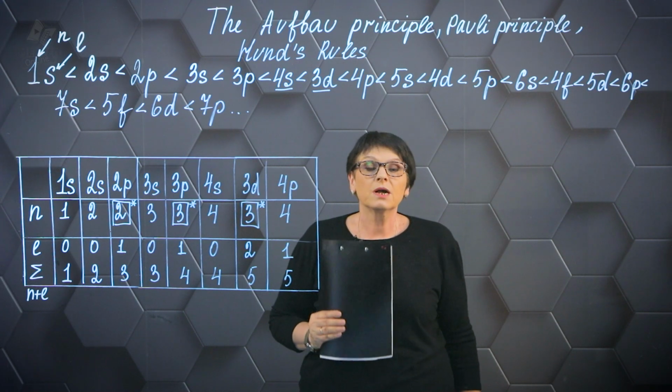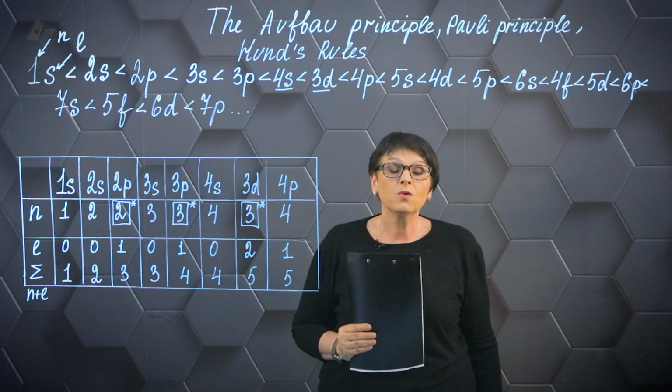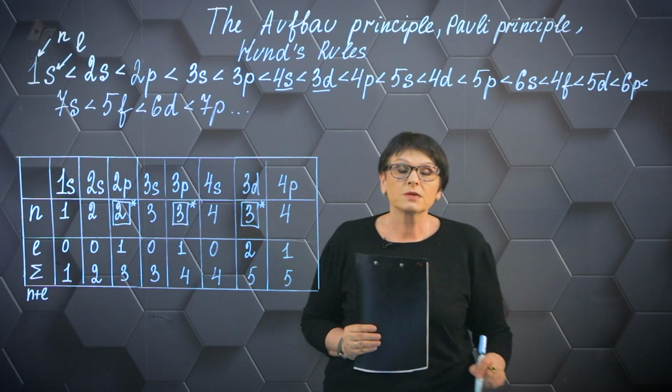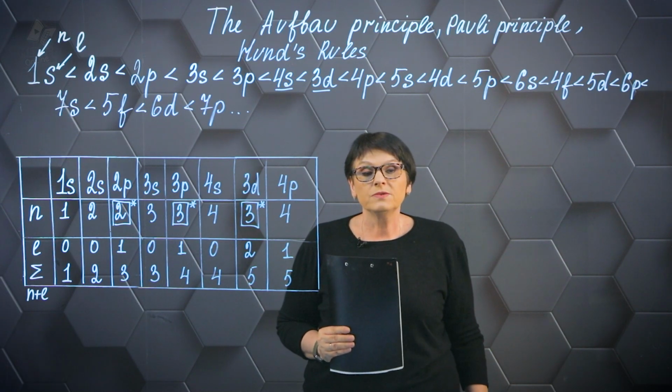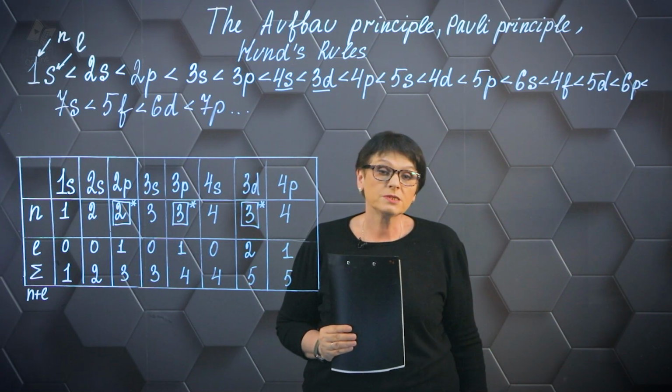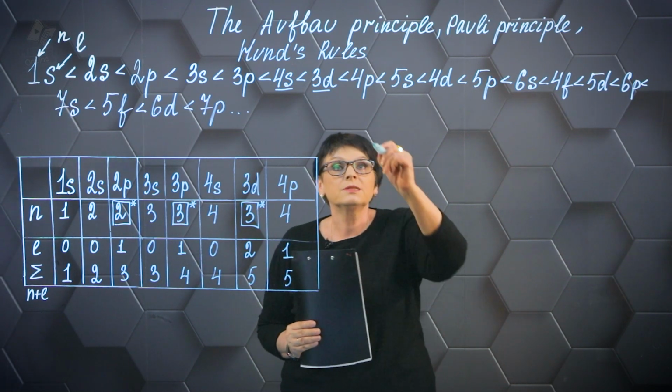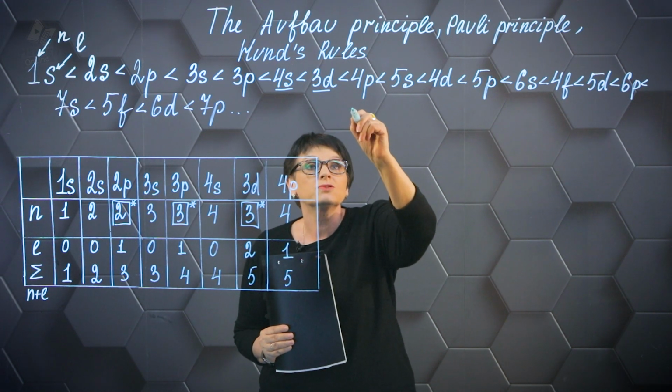Now, let's find out how the electrons are filled in by quantum cells when we show the electrons in these quantum cells as arrows. So, let's explain how the Pauli principle works.